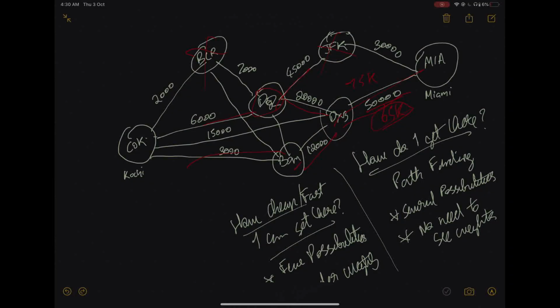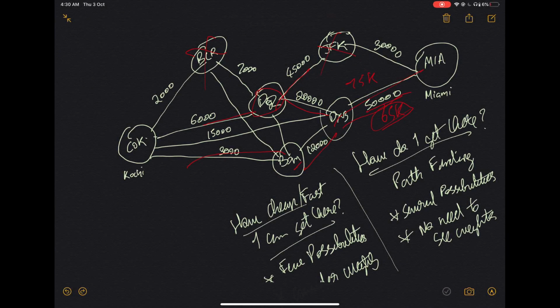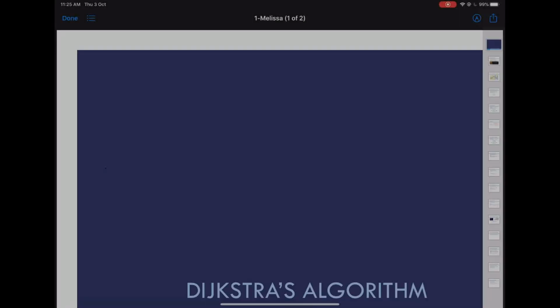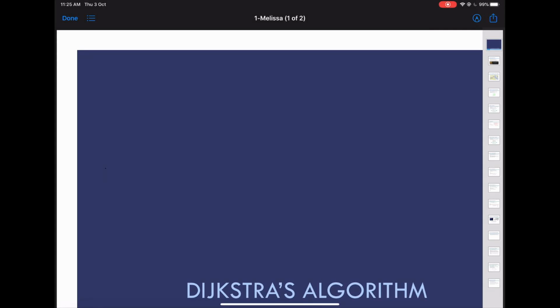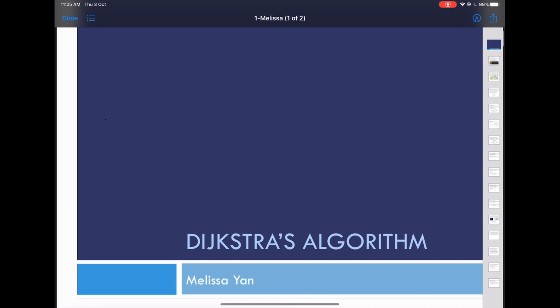Now, this was fairly simple for us to solve manually. Now let's consider how we can solve this problem using an algorithm. So I opened up a slideshow from MIT and we are going to discuss Dijkstra's algorithm.